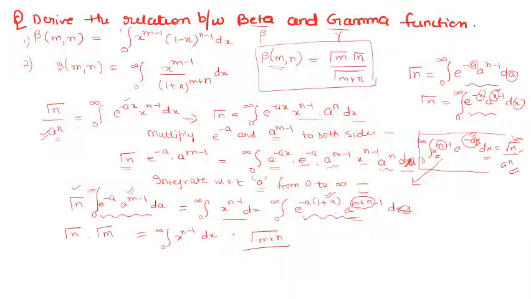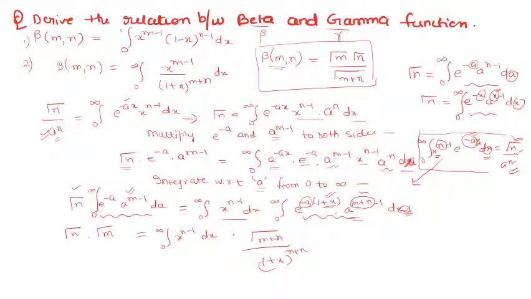So minus of that variable you will leave. So here the variable is a. So minus of that variable you will leave. What is left? 1 plus x raised to power n. That means m plus n, right? So now you know that this is the formula.